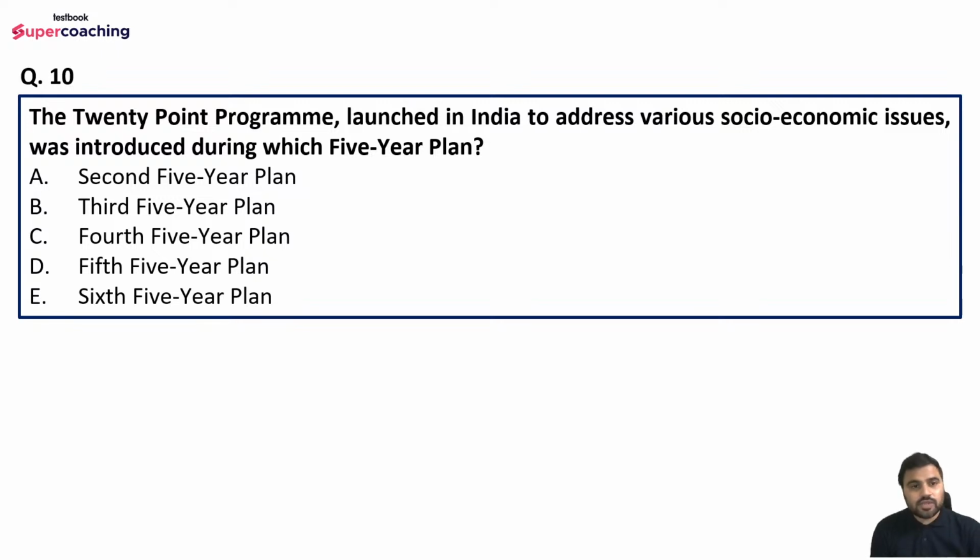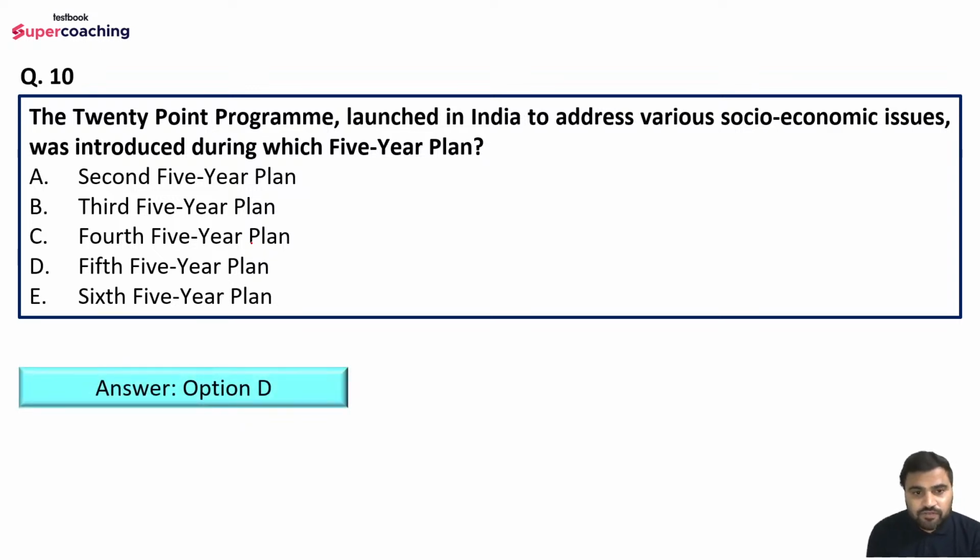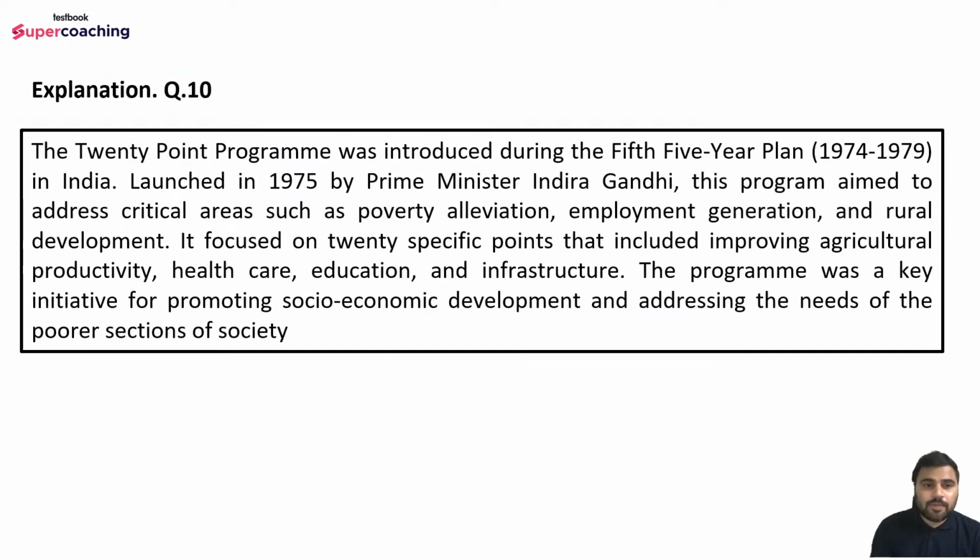Tell me friends, we are talking about the 20-point program. So the right answer would be option number D here, that is the fifth 5-year plan, right? So here you can see the 20-point program was introduced in the fifth 5-year plan launched in 1975 by Prime Minister Indira Gandhi. This program aimed to address critical areas such as poverty alleviation, employment generation, rural development.